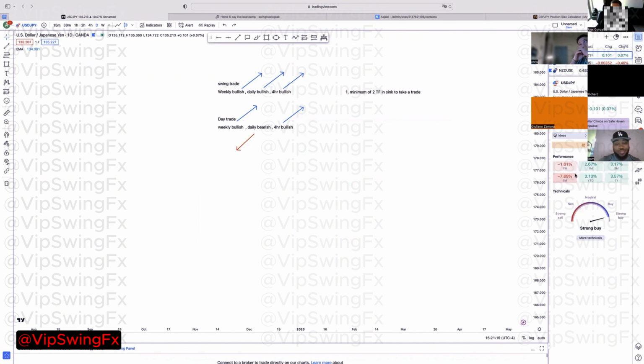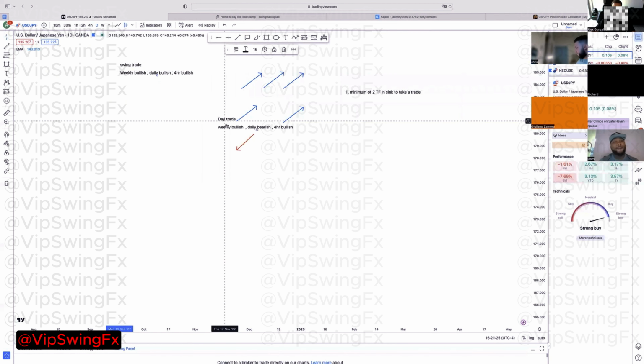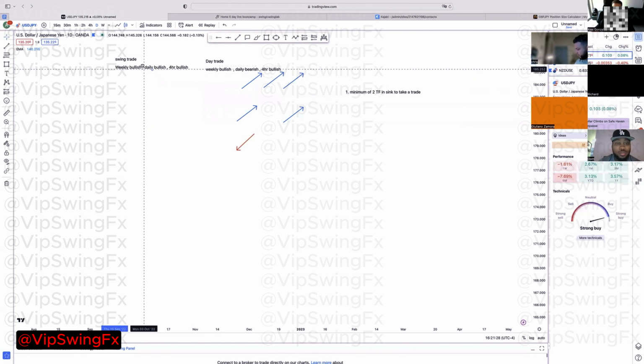You didn't take partial profits. We're not talking about profits right now. We're just strictly on market structure, right? So we understand for an ideal swing trade, this would be it. For an ideal day trade, this would be it.